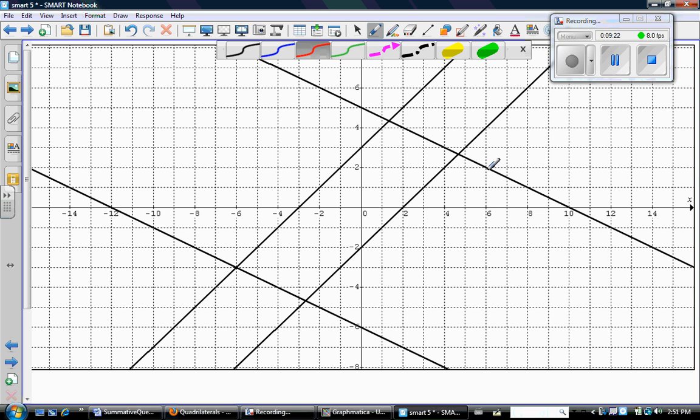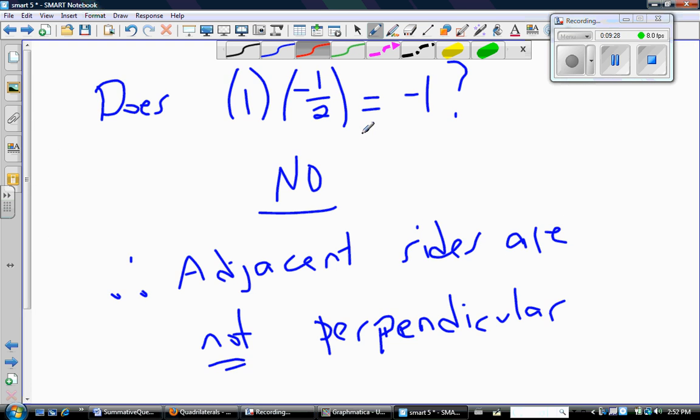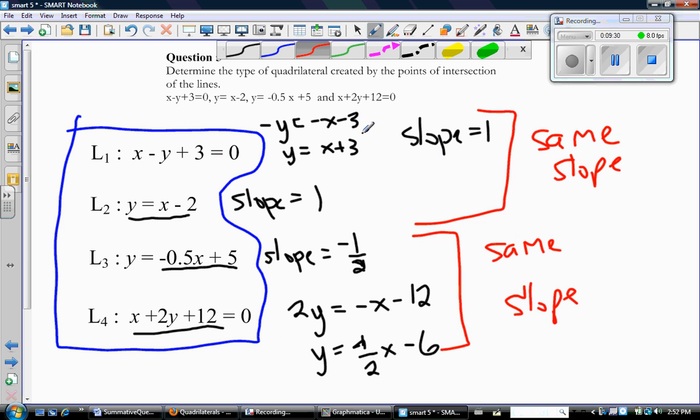So now which line is which? Oh dear. So which line is which? So I have a slope of 1 and a y-intercept of 3. So flip, flip, flip, flip. Slope of 1, y-intercept of 3. So that would be line 1.